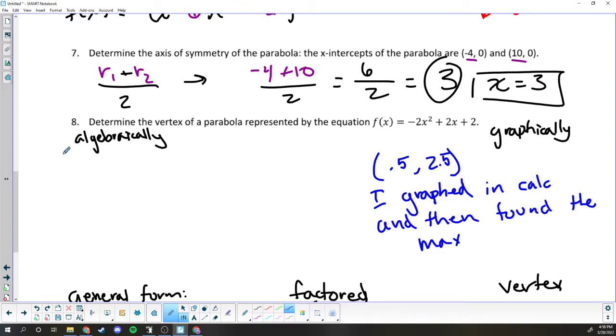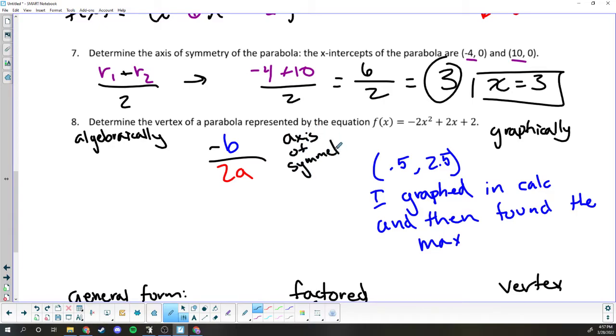Ready for algebraically? If you don't want to see this, skip. But if you want to do it this way, it's actually really neat. We have another formula, which is also on my board right now. If you want to find the axis of symmetry in general form, it's -b over 2a. So you take the negative of the middle term, the one multiplying x, and you divide by 2 times the leading coefficient. This is how you find the axis of symmetry.